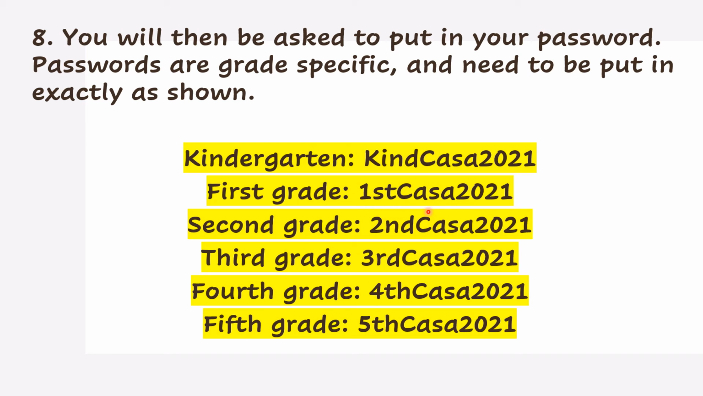So then 1st through 5th grade are all the grade level in number form. So first, Casa 2021. And again, the C would need to be capitalized. So same with second, it's 2ND capital C ASA 2021. So once you've done that, you click next, you will be in Clever at that point.